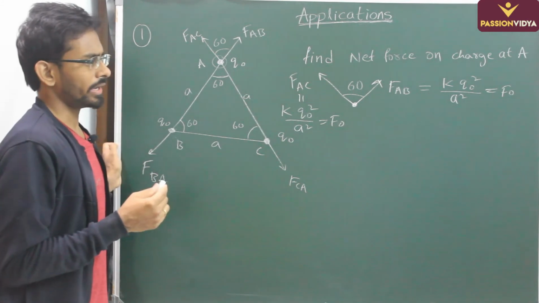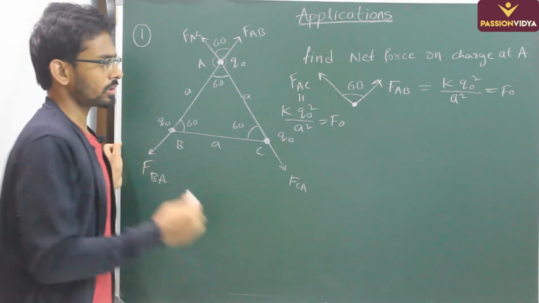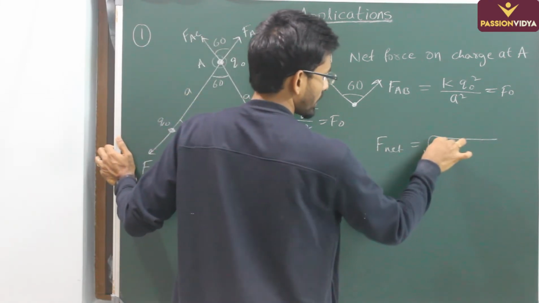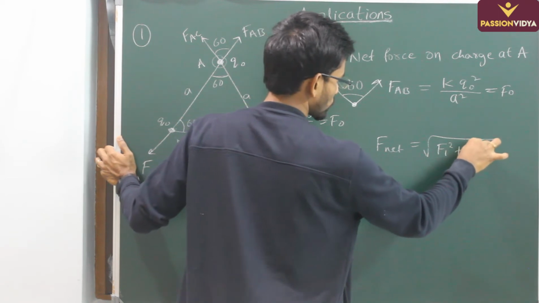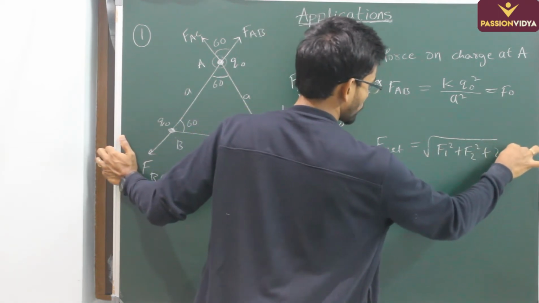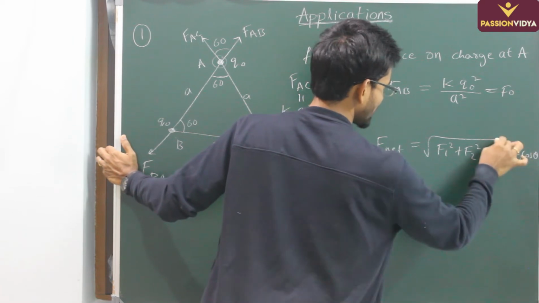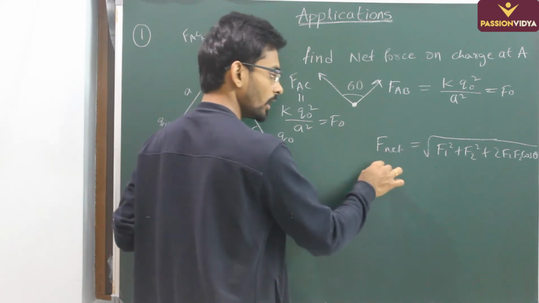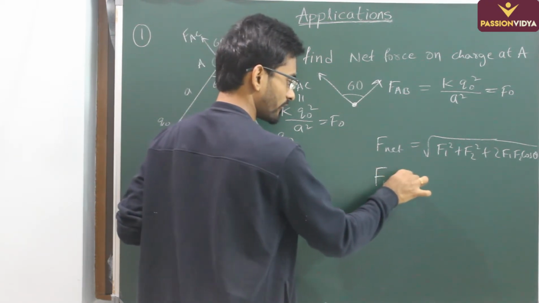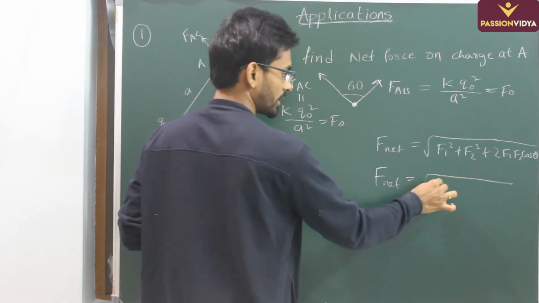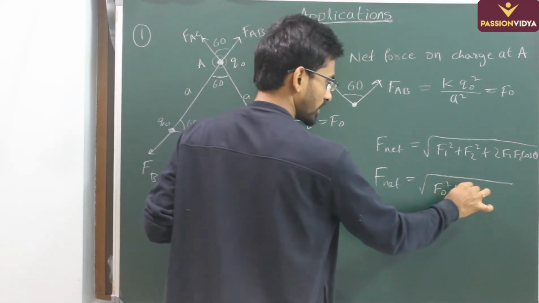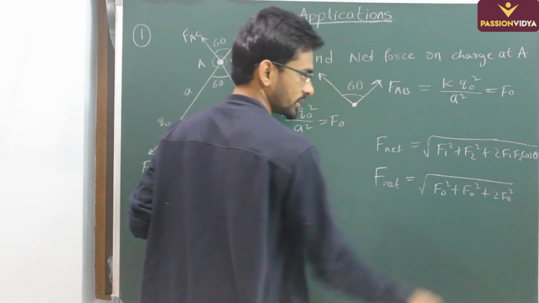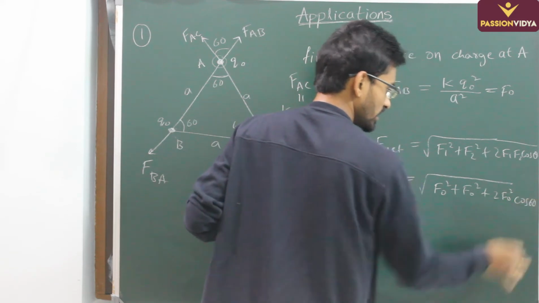So we have an expression for net force: F net is equal to under root of F1 square plus F2 square plus 2F1 F2 cos theta, where theta is the angle between the forces. So this is the expression for net force. So let us substitute in it. F net is equal to under root of F1 is F0, so F0 square plus F0 square plus 2F0 into F0, 2F0 square into cos 60. So cos 60 is 1 by 2.